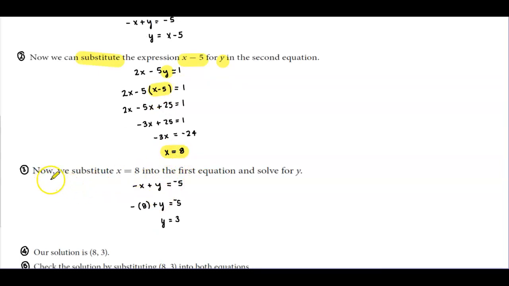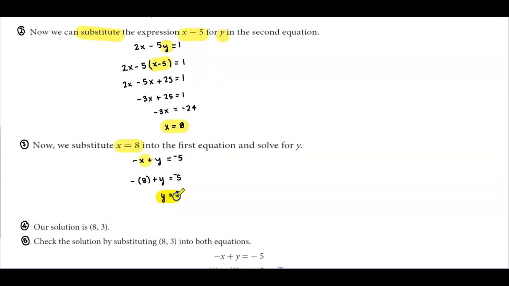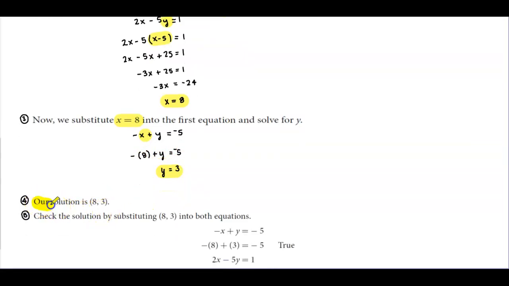So now we want to substitute x equals 8 into the first equation and solve for y. So our first equation is negative x plus y equals negative 5. So we're going to plug in 8 for x. So we have negative the value of 8 plus y equals negative 5. When we add 8 to both sides, 8 minus 5 gives you 3. So therefore y is equal to 3. And now our solution is (8, 3).